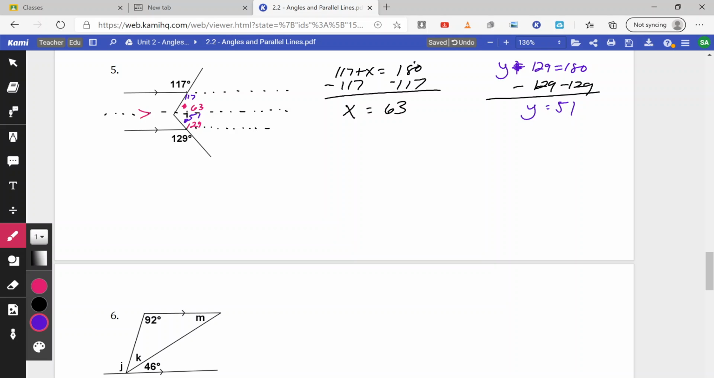So to figure out what I is, I is the whole way across. So I'm going to add 63 plus 51, giving me the value of I. So I end up with 114 degrees as angle I.